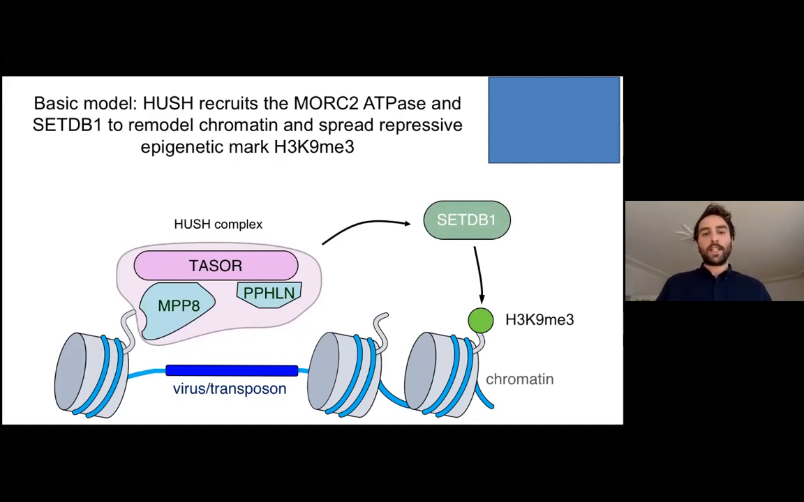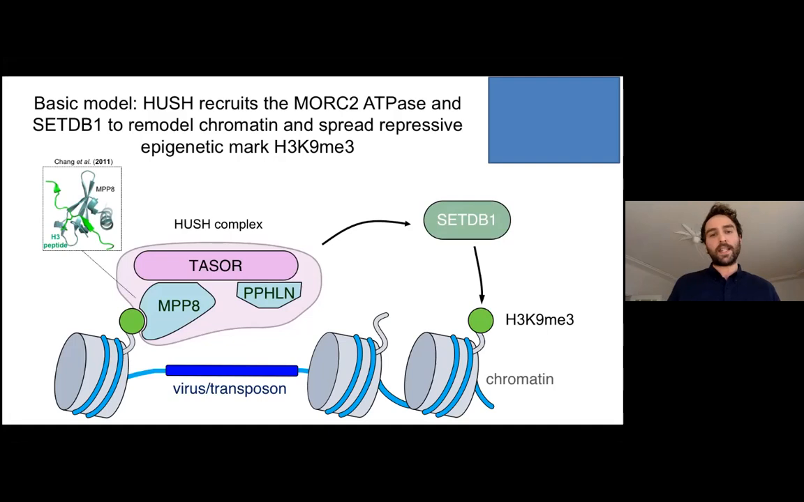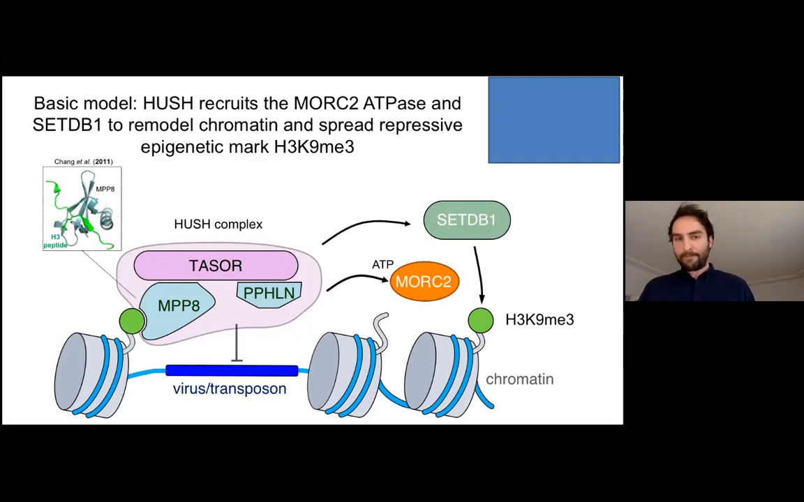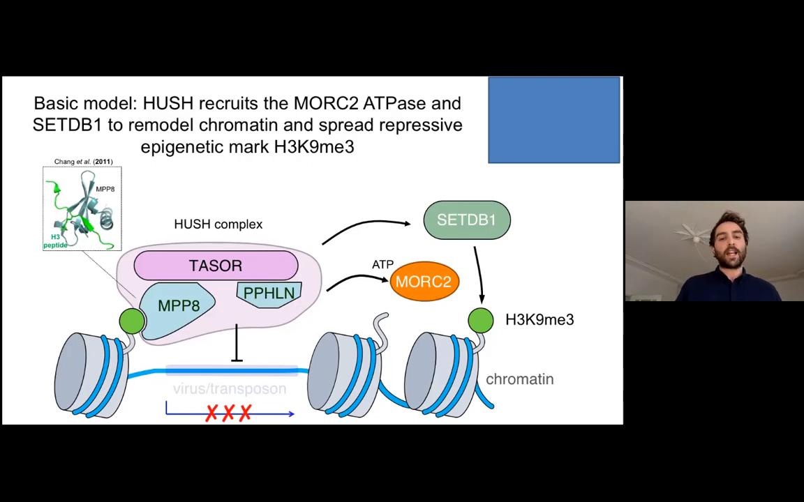And it should be noted that MPP8 itself has a domain which binds this modification, illustrating how we can have a sort of positive feedback loop in which the epigenetic modification recruits more HUSH complex. And HUSH also recruits an ATPase called MORC2, which is thought to be a chromatin remodeler. And this somehow shuts down the replication of this viral or transposon sequence.